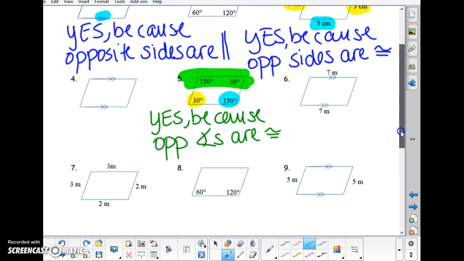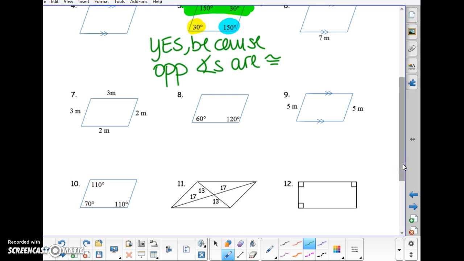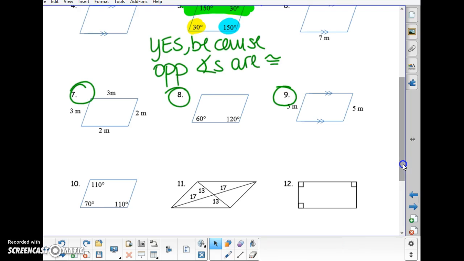All right, what I want you to do right now is hit pause, and you decide whether 7, 8, and 9 are parallelograms, and if so, why or why not? Remember, we're really good at diagrams. We know we don't get to make assumptions. So what you're going to do right now is hit pause, then answer these 3 questions, and when you're done, hit play again to see if you got them right.